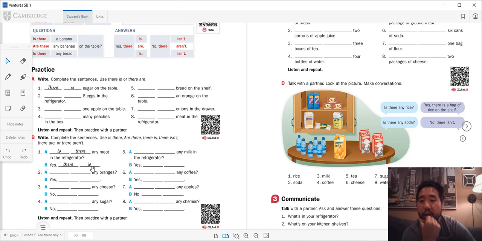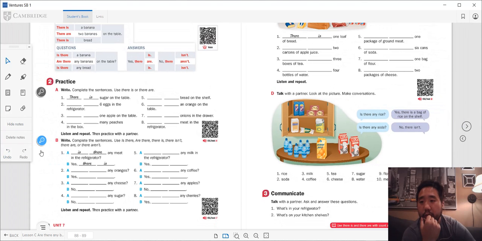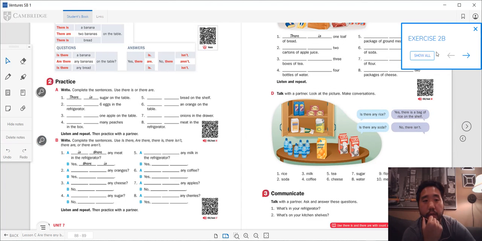Yes, there is. An easier way to think about this is if the question starts with is there and the answer is yes, then you just need to flip them. So you can see is there and it's there is. So number 2. Oh, and then I need to show you the answer as so here. A, is there any meat in the refrigerator? Yes, there is. So that's the answer.